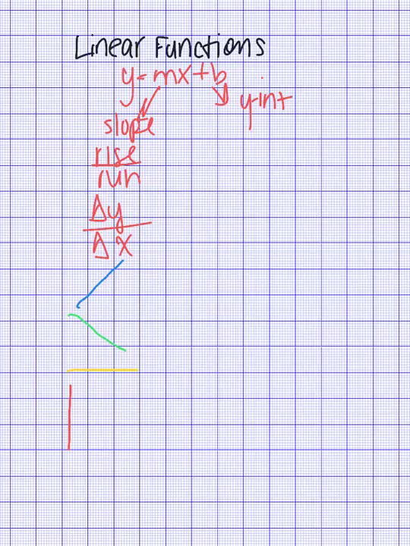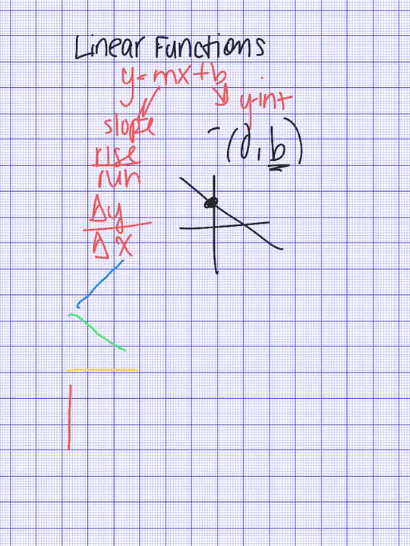Now your y-intercept is the point where the line crosses the y-axis. It's usually written like this, (0, b), where b is the y-intercept. You would have a value there. On a graph, it would be a point that's sitting on the y-axis. Let's say your line went through that way.